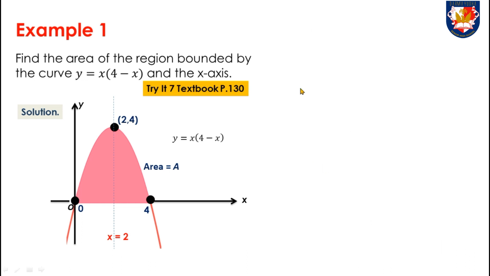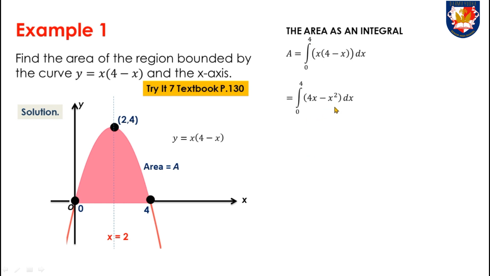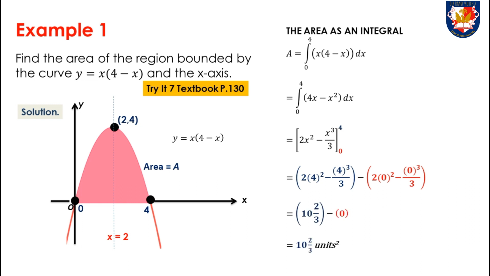If we calculate the area as an integral, the area will be the integral of x(4 minus x) dx from x equals 0 to x equals 4. Calculating, this equals the integral of 4x minus x squared dx from 0 to 4, which equals 2x squared minus x cubed over 3, with the lower limit 0 and the upper limit 4. Substitute the values of 4 and 0, and we have the following. Simplifying this gives the result 10 2/3 units squared.